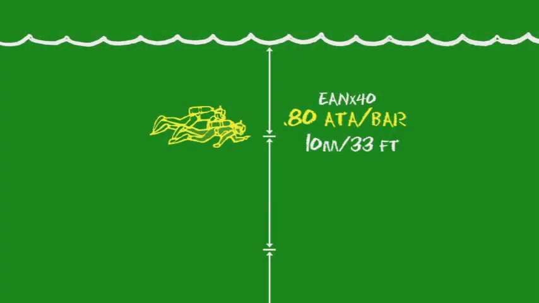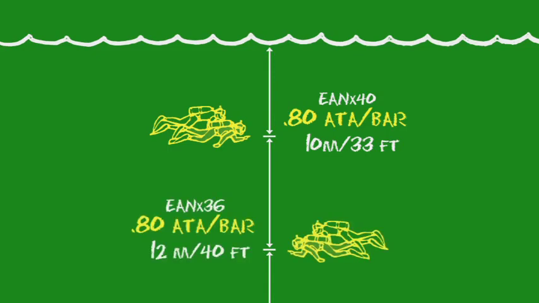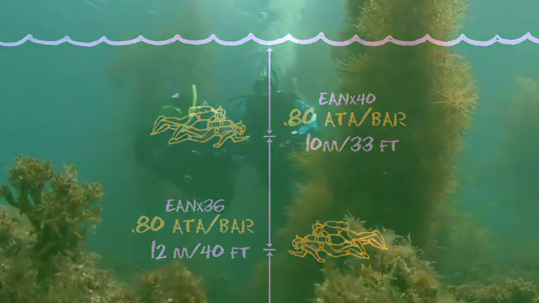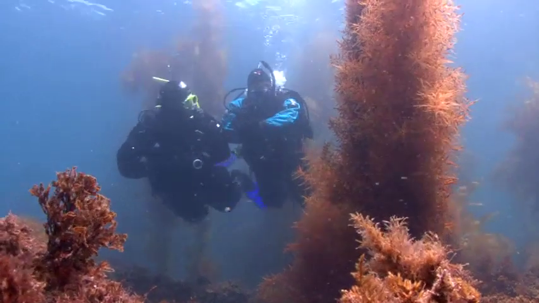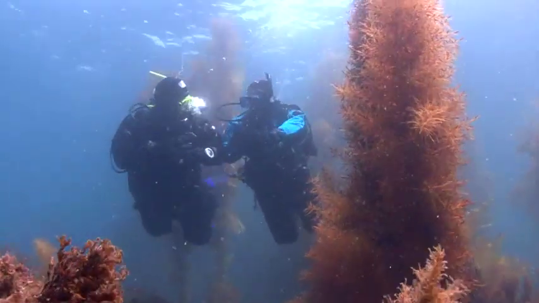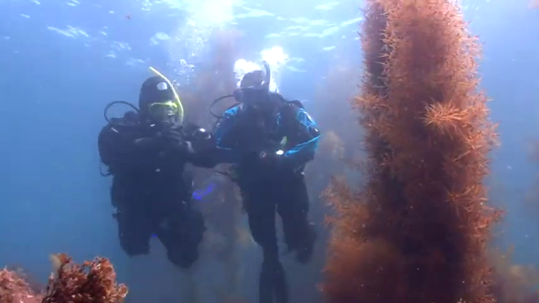The oxygen PO2 at 10 meters 33 feet using Enriched Air 40 is 0.80 ATA or bar. At 12 meters 40 feet using Enriched Air 36, you would have the same partial pressure. Your oxygen exposure limits would be the same for either dive, as your dive computer would show the same oxygen exposure limits.